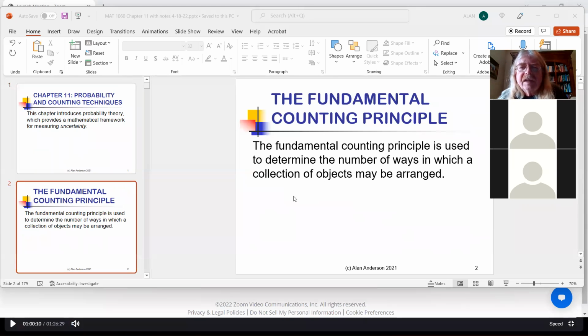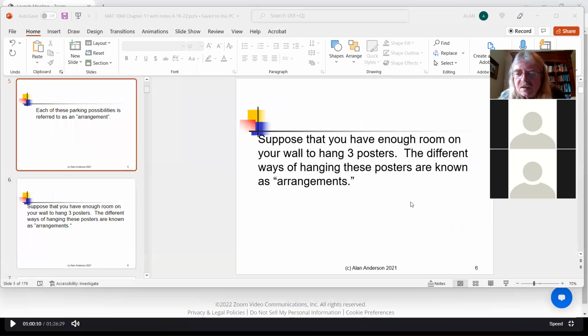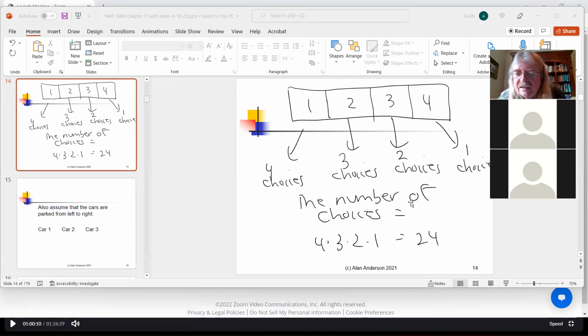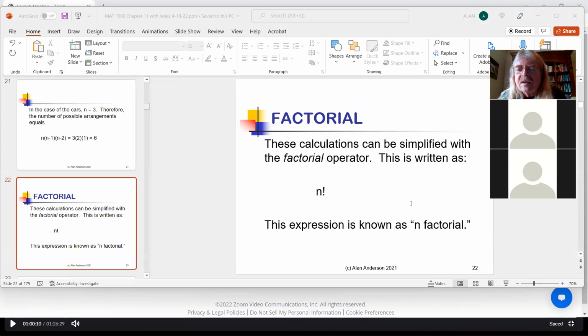We start out with the fundamental counting principle, which tells us basically how many ways there are to arrange a group of n objects. And we saw that there's a mathematical operator that will let us do this directly. N factorial is the operator that we used to help us calculate the number of ways that n objects can be arranged. With arrangements, we're taking a collection of objects and simply changing the order.